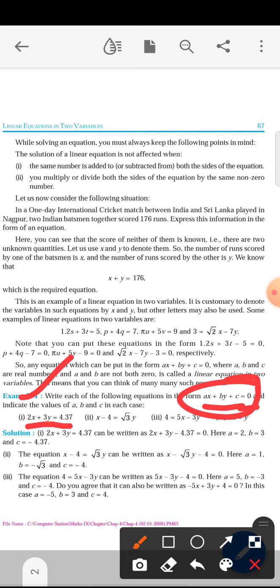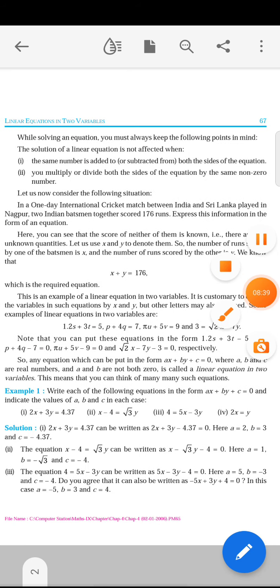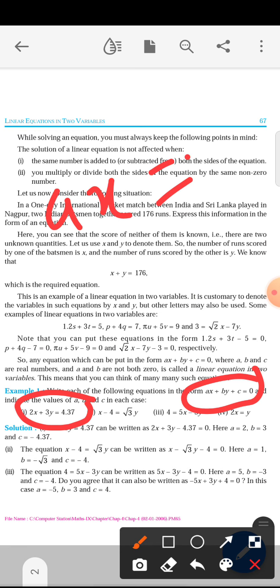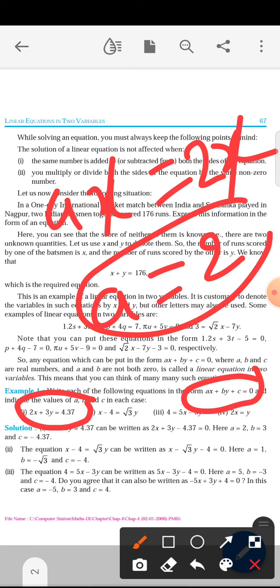So 2x plus 3y, that means ax plus by, is given there. Now we have to compare. In this question we have to indicate the value of a, b and c in each case. After comparing the given equation and the standard form of the equation, in place of ax, 2x is given; x cancels on both sides, so a equals 2. So the value of a is 2, and the value of b is 3.